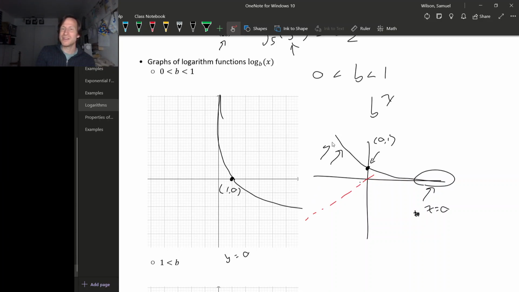Now, in the exponential graph, it goes up very quickly, and that means on the logarithm graph, it goes to the right very quickly, which means that it decreases only very, very slowly. All right, so this is the flavor of logarithm that corresponds to exponential decay.